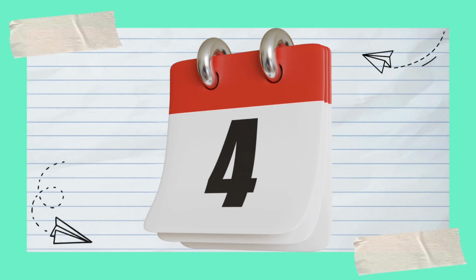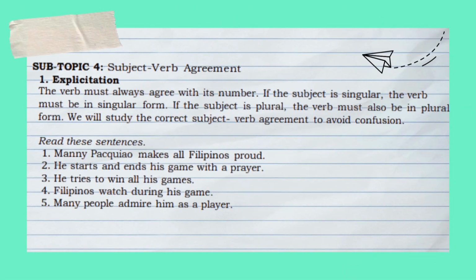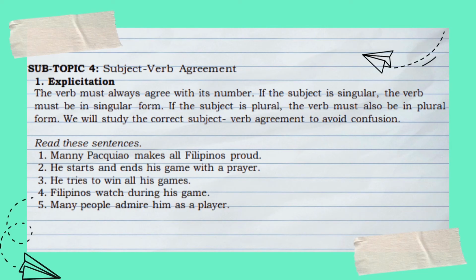Alright, so we are now in our day 4 and we're going to discuss more. This time we're going to discuss the subject-verb agreement. Now, the verb must always agree with its number. If the subject is singular, the verb must be in singular form. If the subject is plural, the verb must also be in the plural form. We will study the correct subject-verb agreement to avoid confusion.